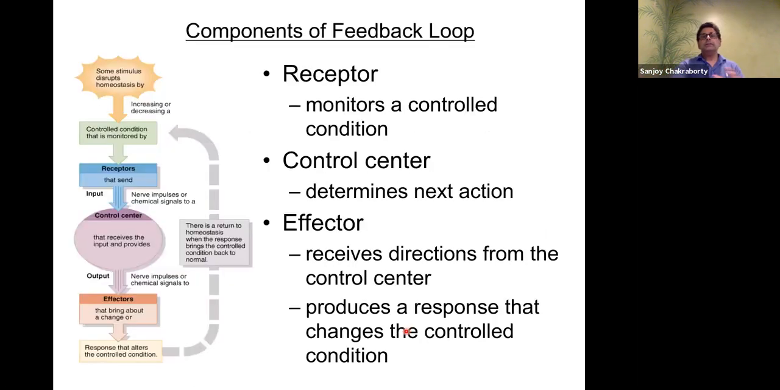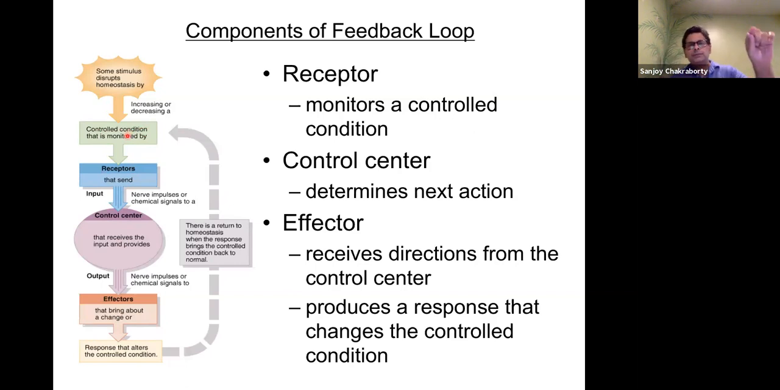Now, okay, we got this. So how it works, again, one more time, this slide will explain exactly. Let's say any controlled condition is monitored by the receptor. Any changes that happen, they send to the control center, which determines what's happened, and sends it to the effector, which does that job. The response then alters the controlled condition. They do whatever they need to do, so they basically bring that condition back right here. So that's kind of a loop.